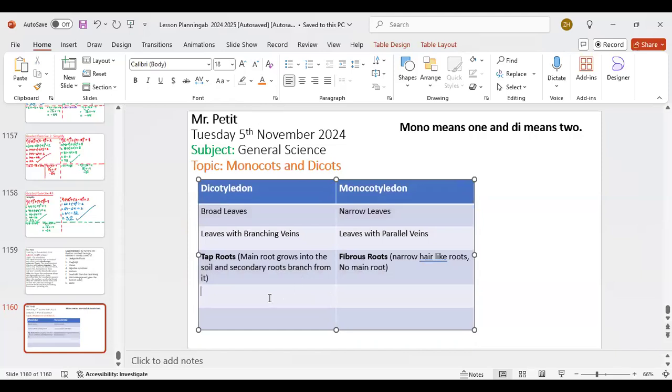And then we have, dicotyledons obviously have what? 2 cotyledons. So I can show you what we mean by cotyledons before we leave. 2 cotyledons and an embryo.